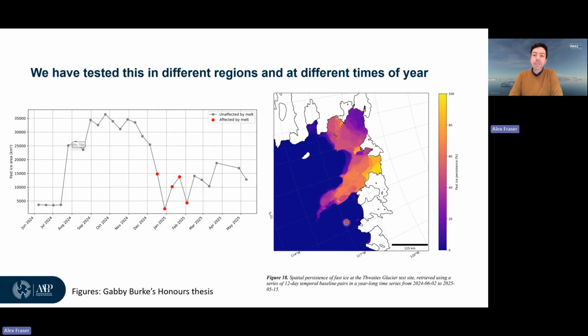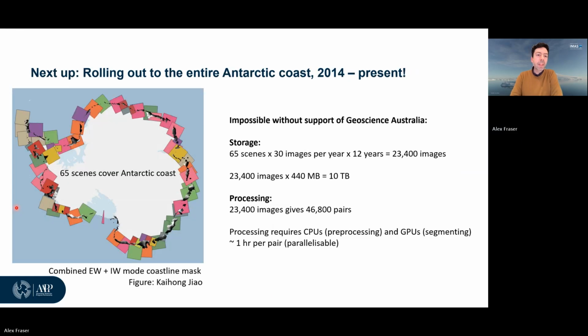It's working really well. We've got an example from the Thwaites Glacier region here. This is basically the first fully automated year-long time series of fast ice area in this region here. And it's really fantastic to see this come to fruition so quickly and easily with the Geoscience Australia partnership. So the next step now is to roll this pilot study out to the entire Antarctic coast back to 2014, as Alex B just showed us.